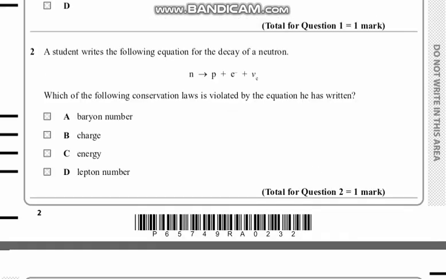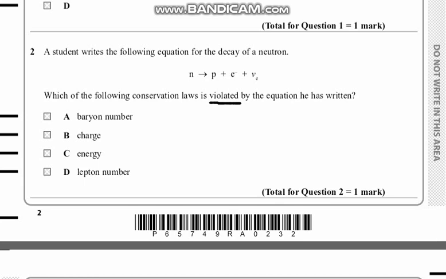The second question is: a student writes the following equation for the decay of a neutron. That's a neutron, when it decays, we get a proton plus an electron and an electron neutrino. They ask which of the following conservation laws is violated by the equation he has written. So what we'll do is check the charge first. For me, I'll go for the charge. You can go for the baryon number either.